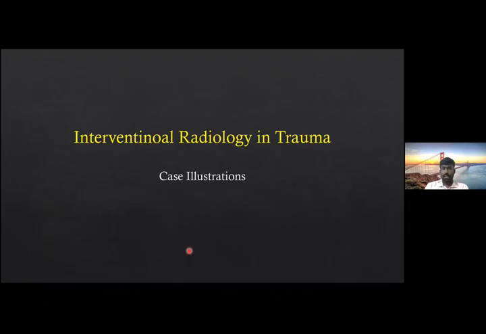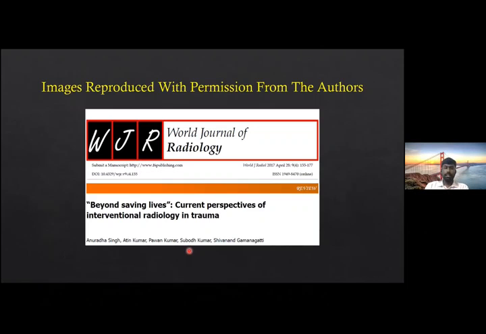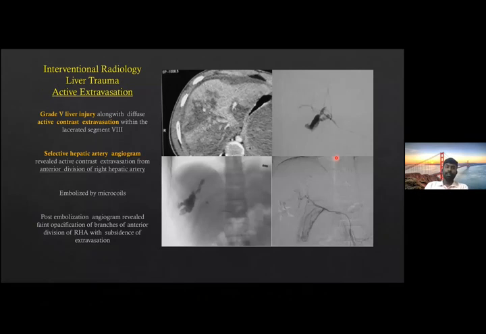Now let's look at a few case illustrations. This would be the last segment of my presentation. As you would have observed in most of my images, these have been taken from the Department of Radiodiagnosis at the Trauma Center, AIIMS, New Delhi. This is an article published by the Department of Radiodiagnosis. Since most of my experience in trauma interventions is from this institute, I have taken permission for displaying and sharing these images. So interventional radiology in liver trauma will start with active extravasation.